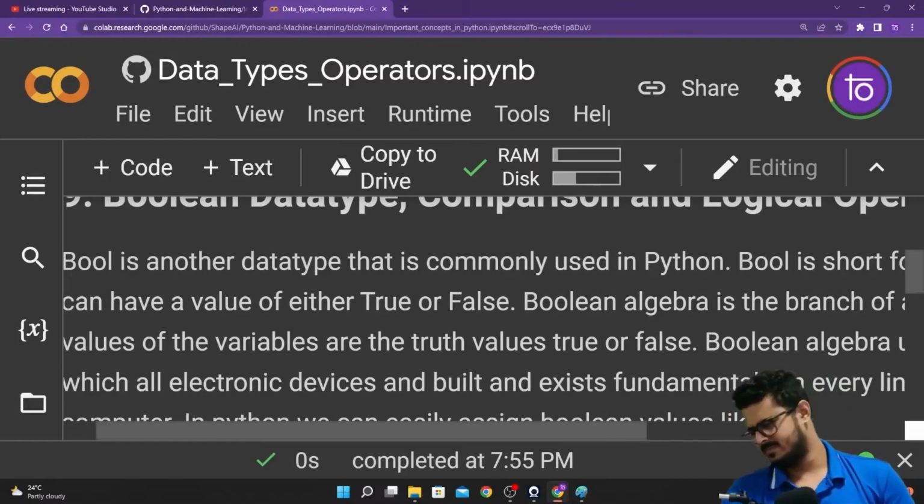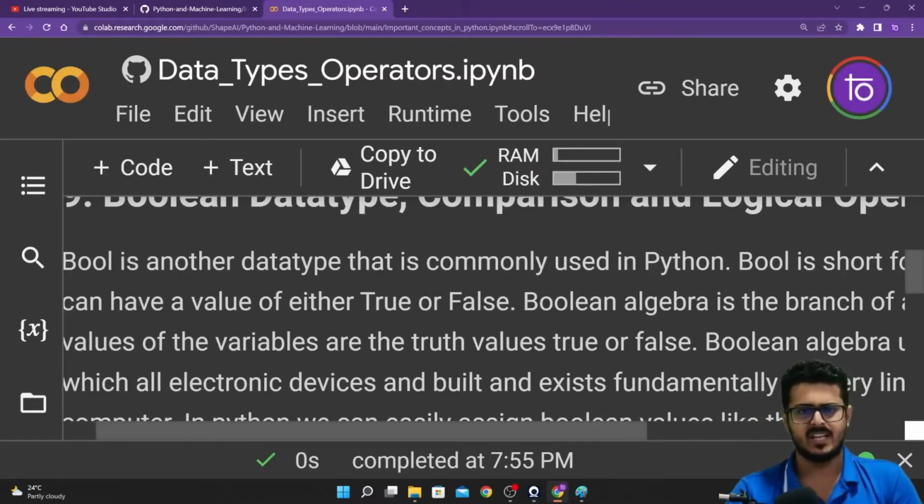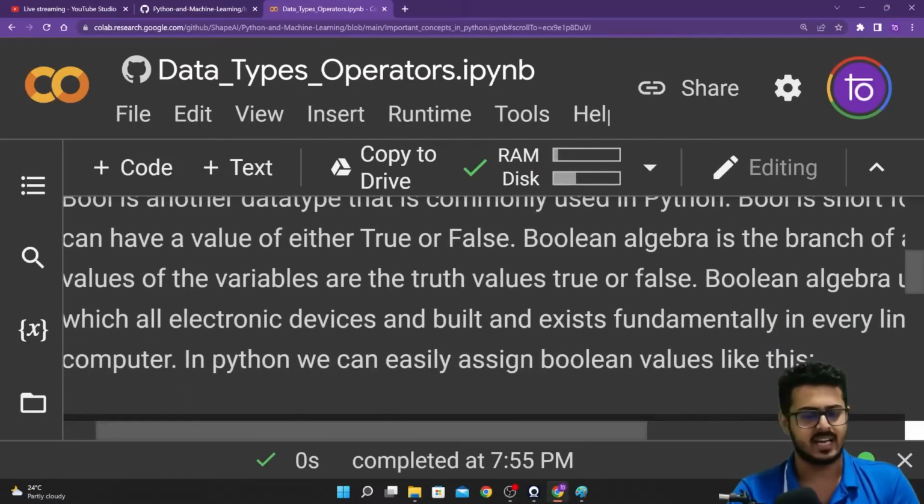Most of you must have studied Boolean values in your class 11th and 12th. These were your ones and zeros in your physics. The AND gate, OR gate, NOR gate, XOR gate, all these gates that you studied during your 11th and 12th standard, where you had ones and zeros. That was your Boolean values itself. Here in Python, we just refer to one as true and zero as false. So we already have some understanding of the Boolean data type.